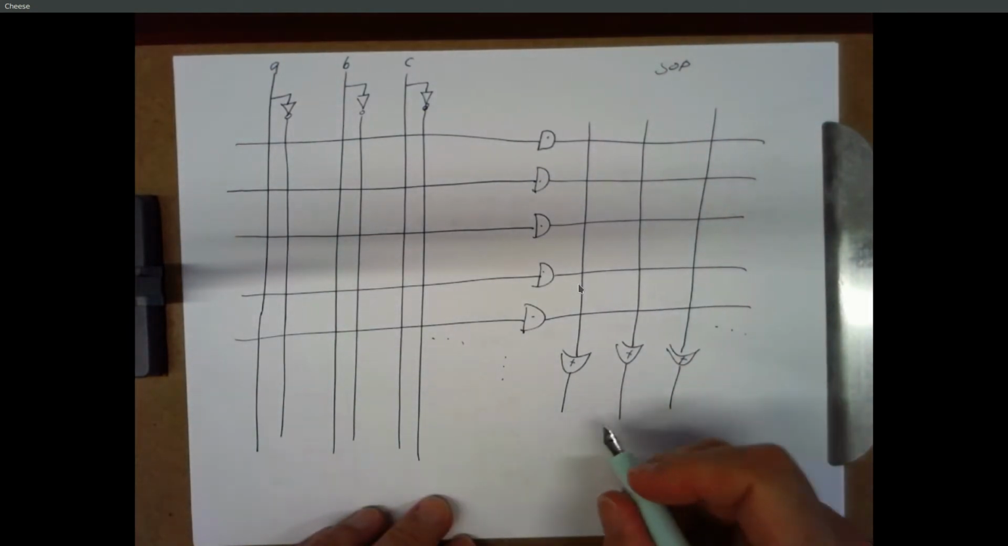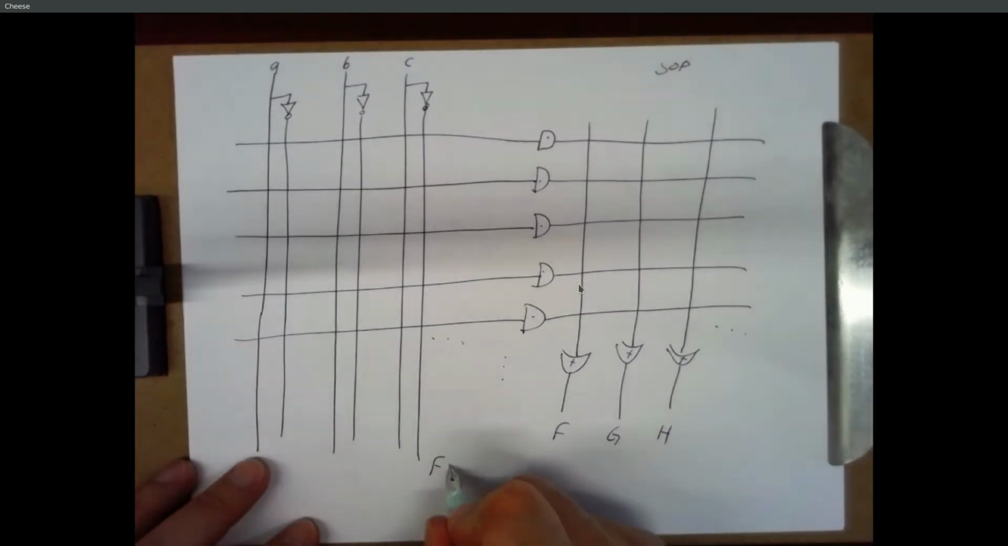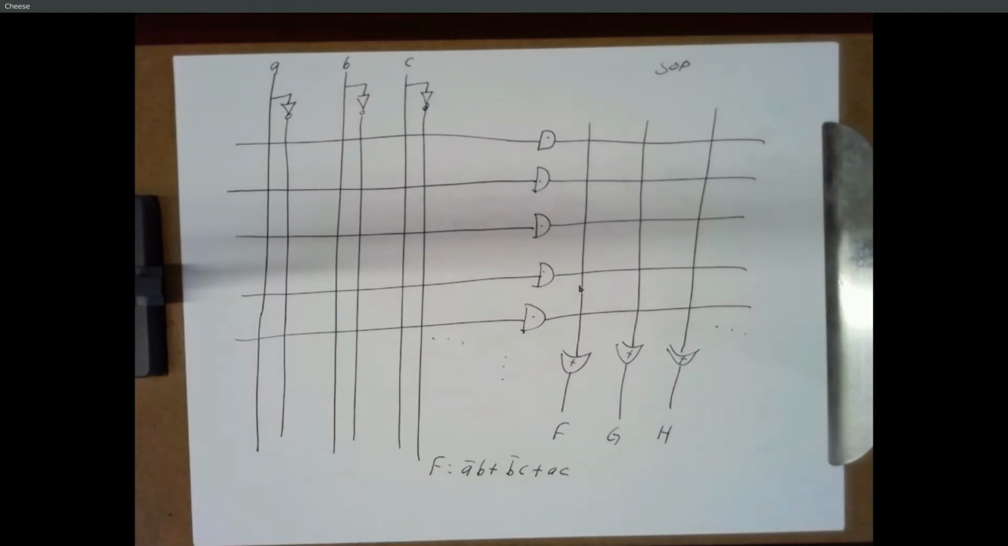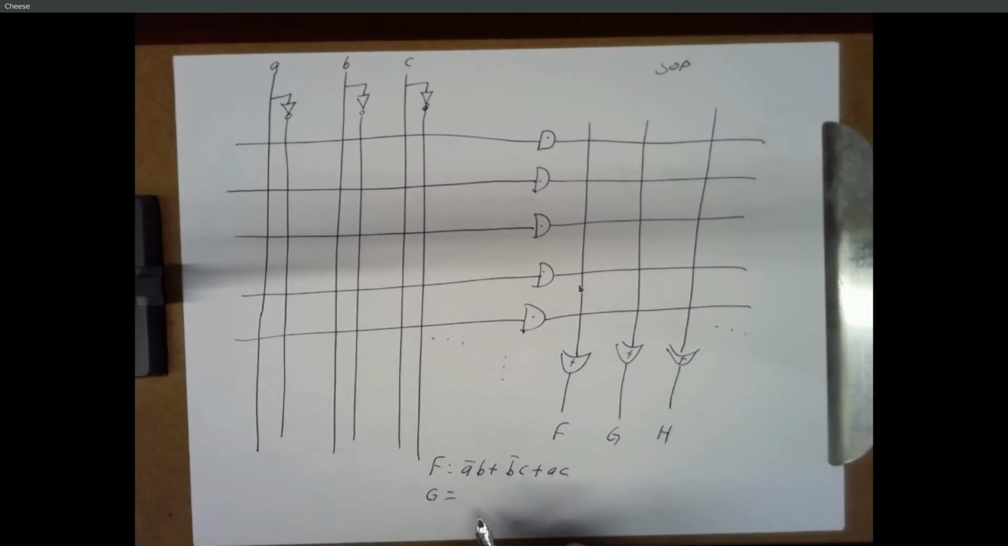And I don't know, let's call this F, G, and H. So suppose we want to implement the following function. F equals A bar B or B bar C or AC. And maybe just G equals AC.